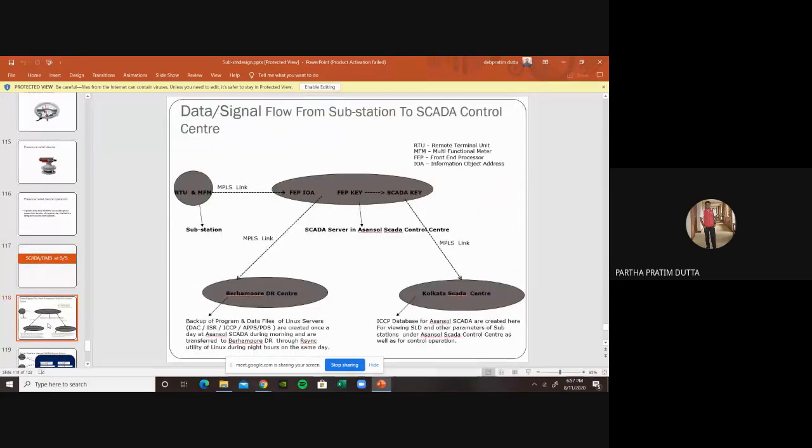Usually supervision, control, and data acquisition. Usually we have introduced it in so many systems. We introduced it in Siliguri, in Kolkata, in different substations in Salt Lake, and in Asansol also. Basically, we have the SCADA center in Kolkata, maybe, or Asansol, whatever. So from the substation through RTU or MFT, we get the data, and this data through MPLS link goes to the SCADA server of the Asansol SCADA center. And there is a central SCADA center of Asansol and Kolkata SCADA center.